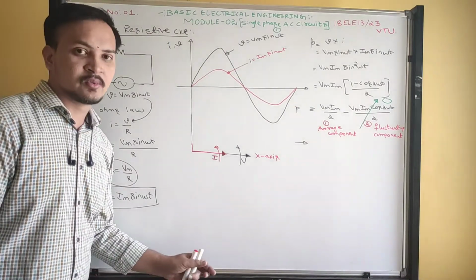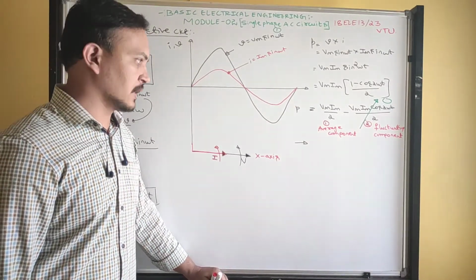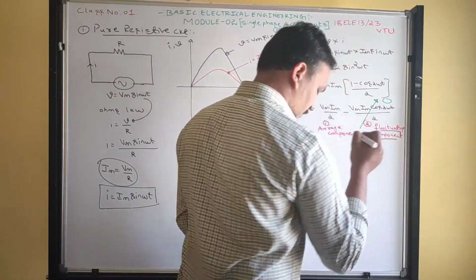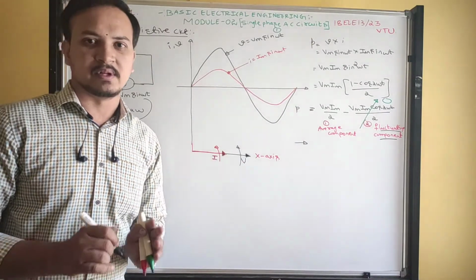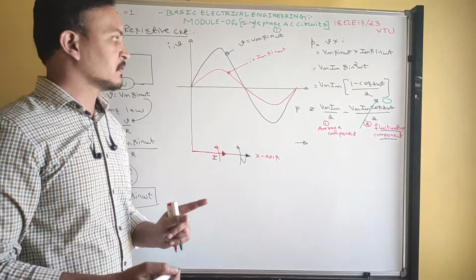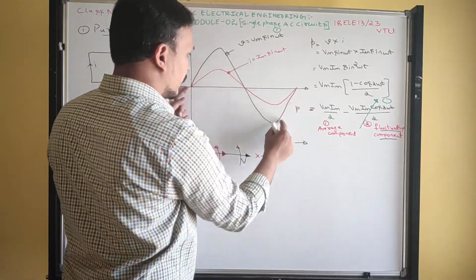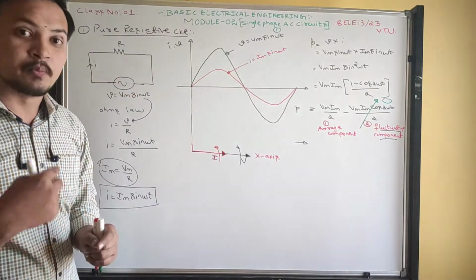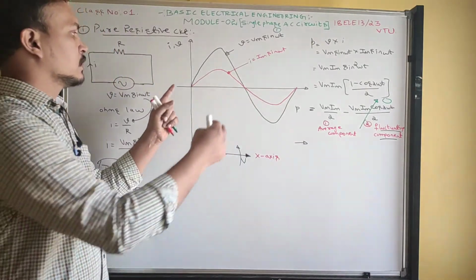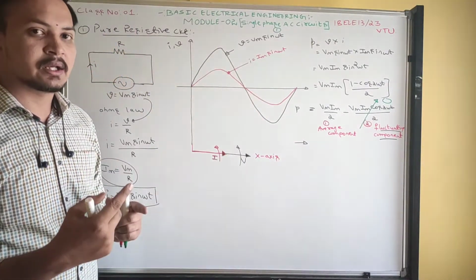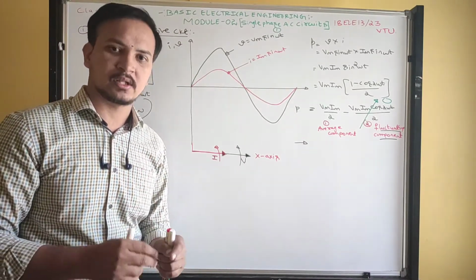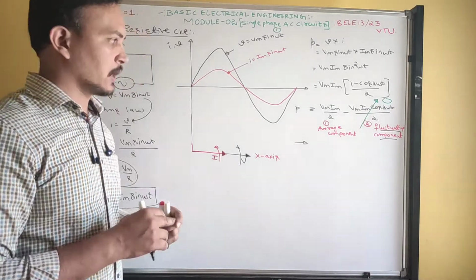Therefore, the power is consumed only due to the average component. Okay, got it? Fine. See, the fluctuating component means double frequency. So this is single frequency, and double frequency means in one voltage cycle we get two power cycles. What is the quantity? Power. If you integrate the average value over one cycle of the double frequency components, it becomes always 0. Okay, got it?